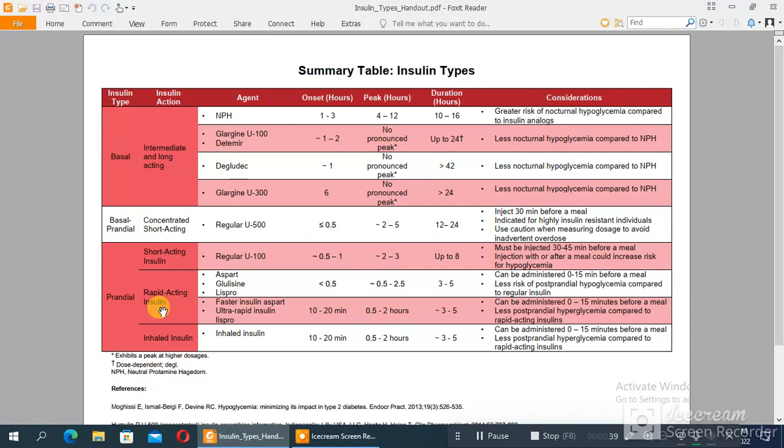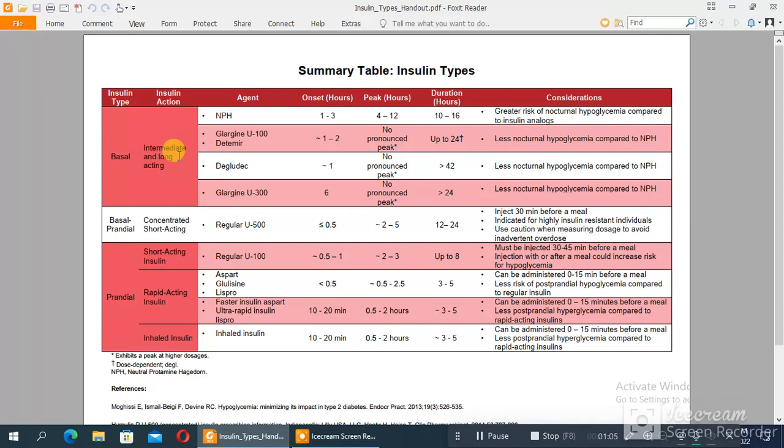On the vertical axis we have, amongst the types of insulins, three major categories: basal insulins, basal prandial, and prandial insulins. Now before I move ahead, I would like to explain what exactly basal and prandial insulins are and what exactly they mean. Well, basal insulins are mostly intermediate or long acting.